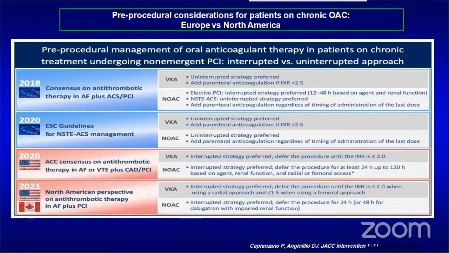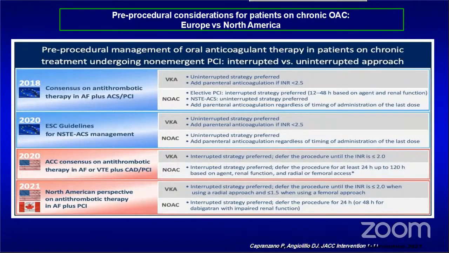On the other hand, American College of Cardiology consensus and North American perspectives prefer interrupting the therapy with vitamin K, deferring the procedure until the INR is less than 2. The interrupt strategy is also preferred if the procedure is at least 24 hours or up to 120 hours, based on the agent and the renal function, in case of radial or femoral access.